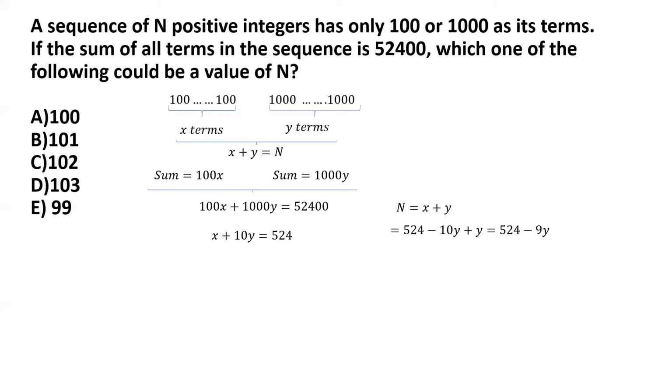Now, the question is, what would be the value of n? Well, we try n equal to 100 first, the very first option given. If I assume that n is equal to 100, what will be the value of y? It turns out to be 424 divided by 9. Now remember, y, being the number of terms that are 1000 each, has to be an integer. It cannot be a fraction. So I have to check whether 424 is divisible by 9.